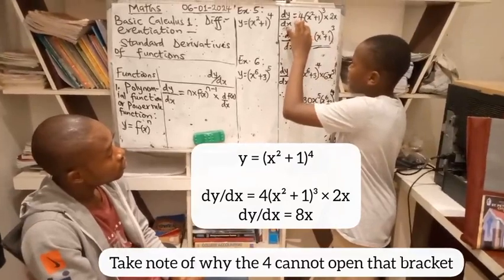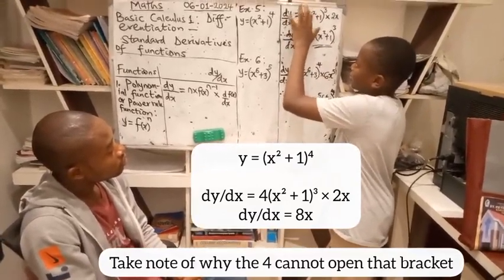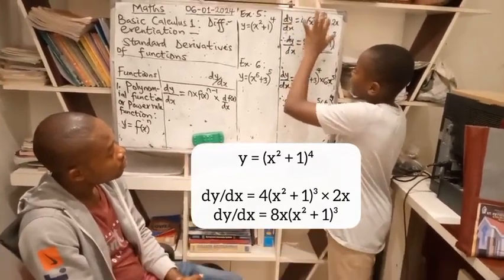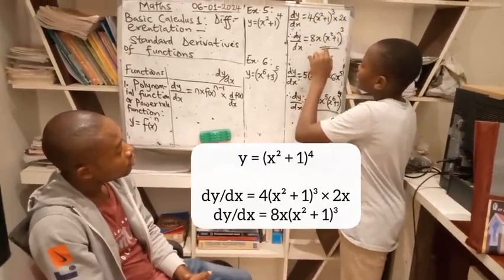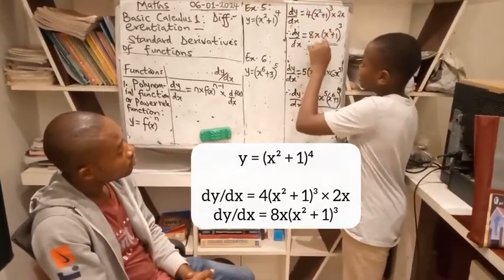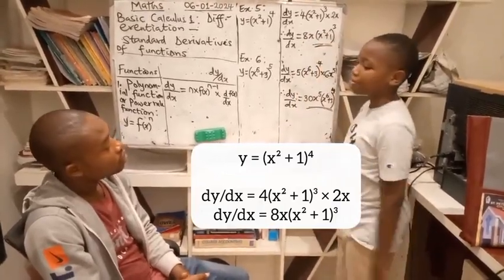Then we times 8x by bracket open, x raised to the power 2 plus 1, bracket close, raised to the power 3. And then we got 8x raised to the power, bracket open, x raised to the power 2 plus 1, bracket close, raised to the power 3.